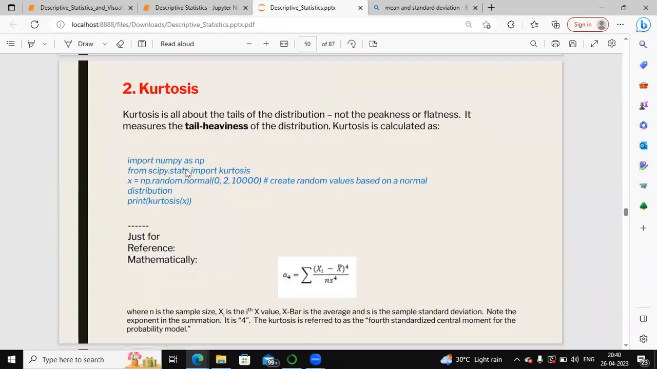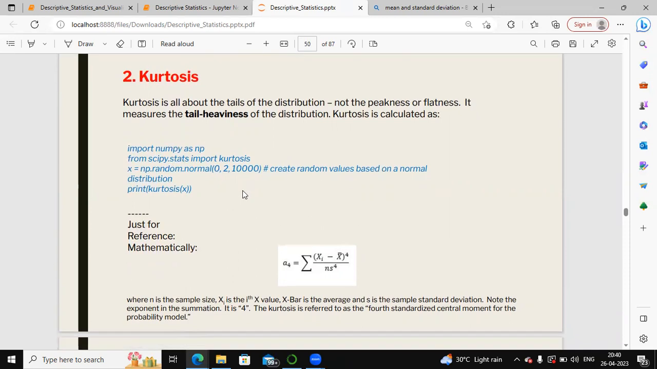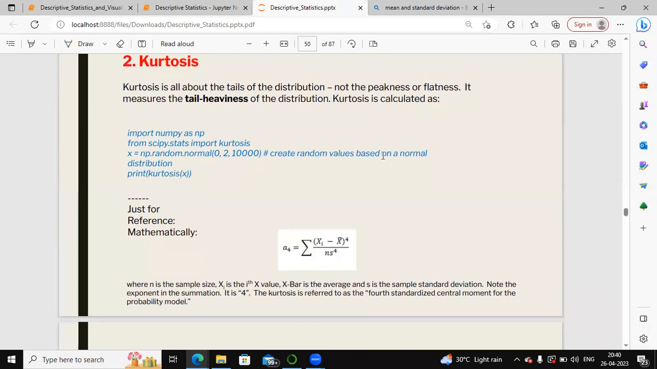So now let's discuss kurtosis. Kurtosis is all about the tails of the distribution, not the peakedness or flatness. It measures the tail heaviness. For the program, we import numpy as np, and from scipy we import kurtosis, and now create random values based on a normal distribution. Now we print kurtosis.